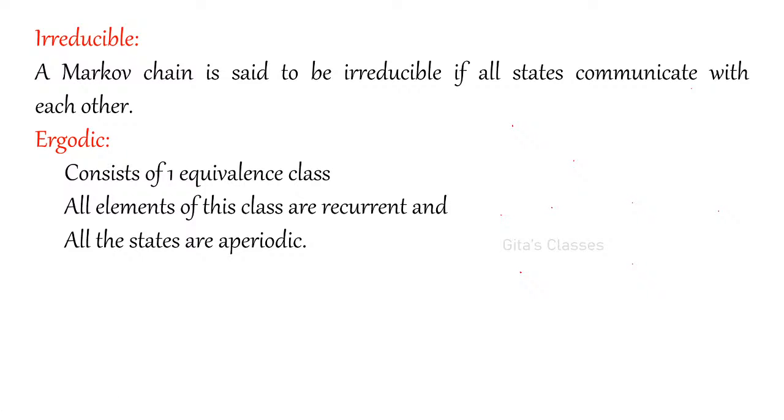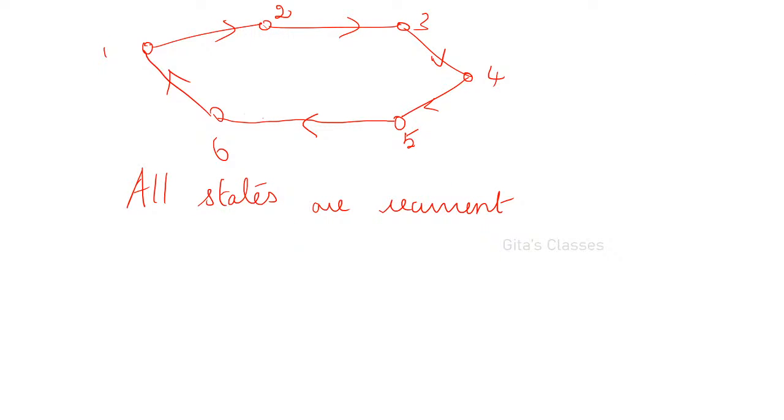What about the third point, among all these 3 points? You have to check whether all these states are aperiodic or not. Now you tell me what is the period of state 1, that is d of 1. What is d of 1?